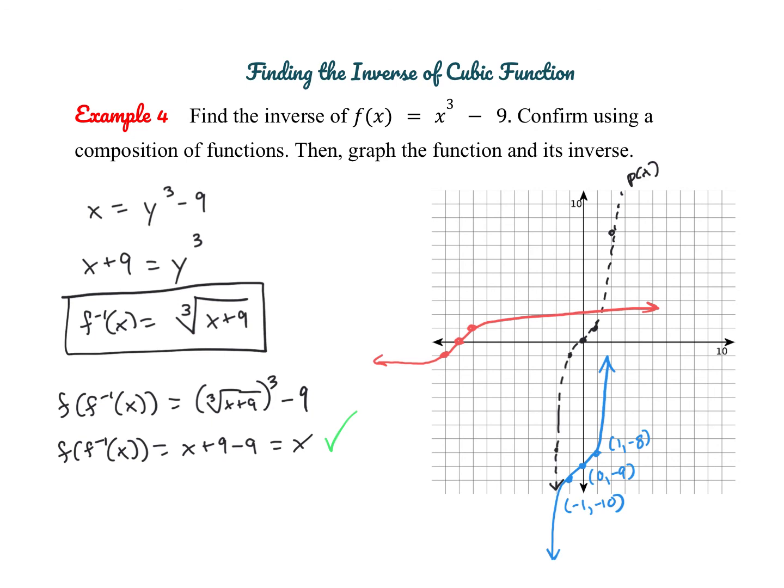So instead of being a more vertical looking graph like this, it's going to look more horizontal. You'll notice that our inverse function is also a function without us needing to restrict the domain of our original function. So this is f of x, and this is f inverse of x.